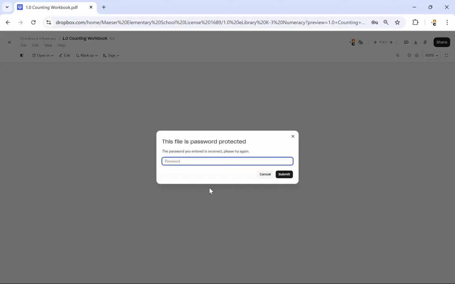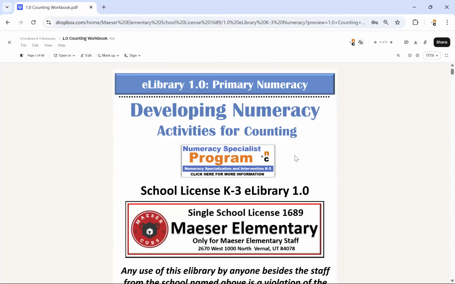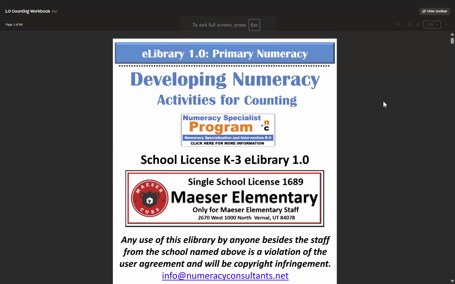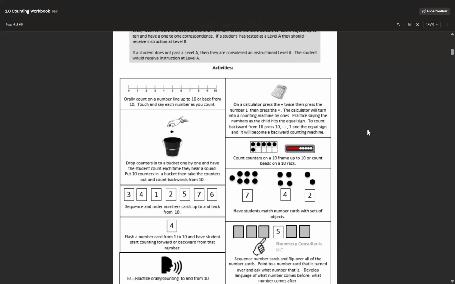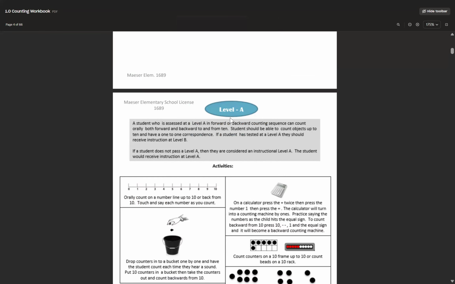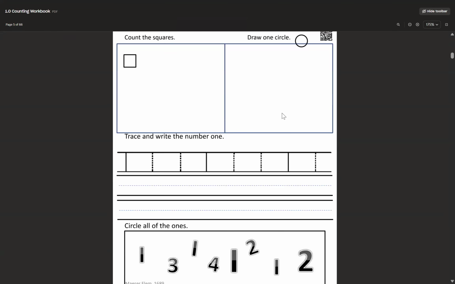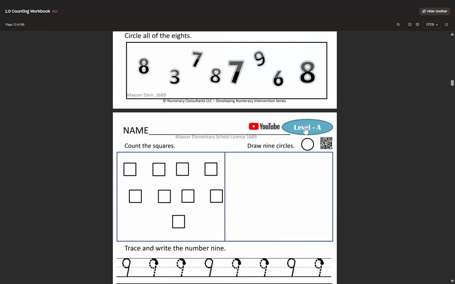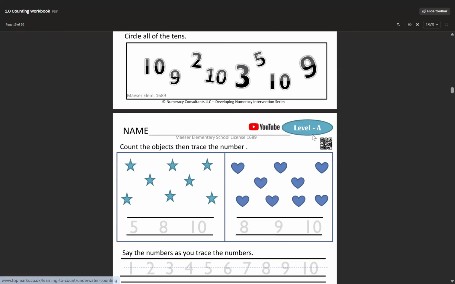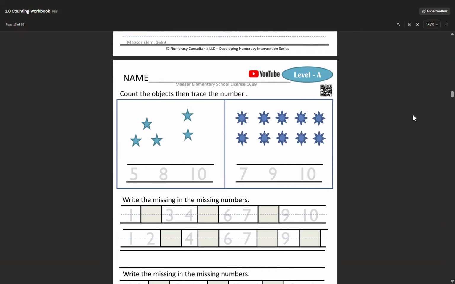I'm opening that up. What that 1.0 has for you is all the different practice pieces. So we're level A, this is counting by ones, and then it has all the different pages that you would have for that. You have to go through the page, the levels up here. You would just scroll. Now we want to get into level B.